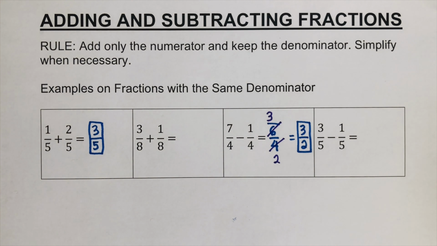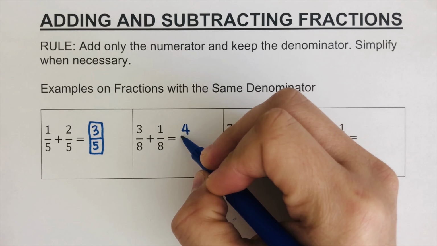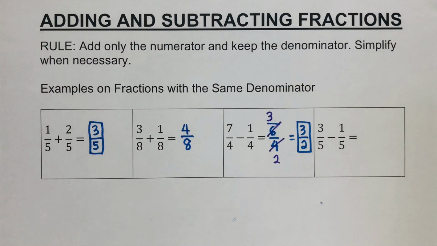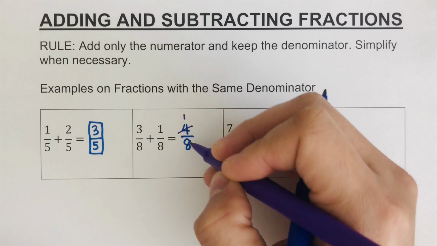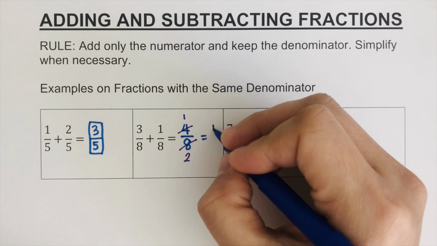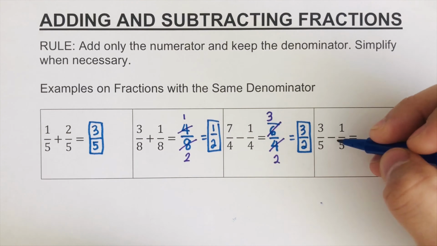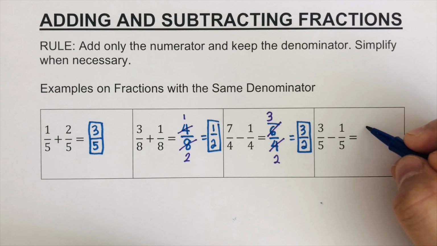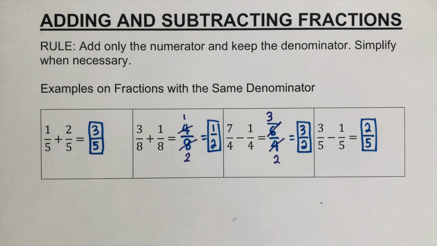Okay, let's go over this. So we have 4/8, and we can reduce this, this is divisible by 4. 4 goes into 4 one time, and 4 goes into 8 two times. So this is 1/2. And then the last one right here, 3 take away 1 is 2, and then that is over 5. Did you get the correct answer? Good.